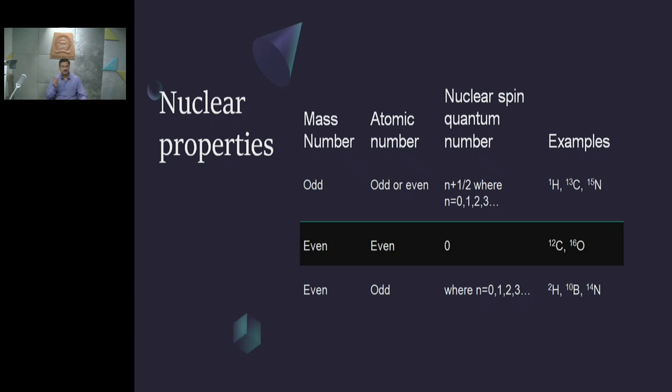In this case, we have to see the mass number, atomic number, and the nuclear spin quantum number, with respective examples. The mass number may be odd or even. The atomic number also has the possibility of odd or even. When the nuclear spin quantum number is 0, elements like carbon 12 and oxygen 16 do not show absorption, while those with odd or even spin show absorption of gamma radiation. So nuclear property plays a major role in identifying which elements are active and which are not.